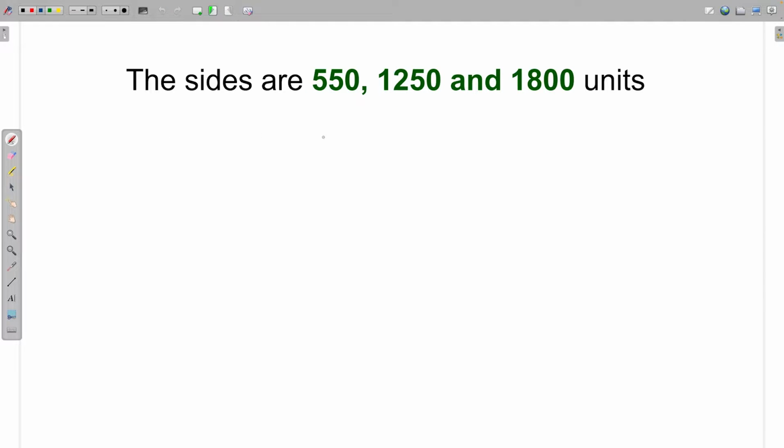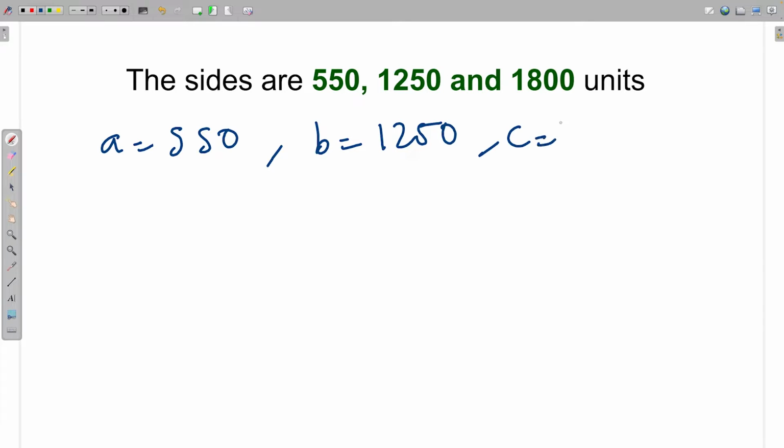Moving on. Okay, so now we know the three sides of the triangle. So I'm just going to write it down as given. A is equal to 550. Okay, and then we have B is equal to 1250 and C is equal to 1800.